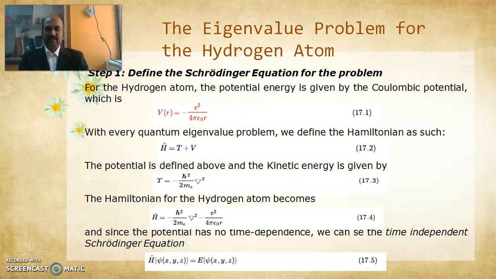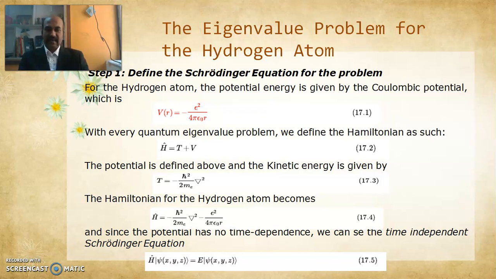Before going to the actual concept, we'll define eigenfunction. What do you mean by an eigenvalue or eigenfunctions? That was studied in a regular class. The eigenvalue problem for the hydrogen atom has two steps. We'll go one by one. The first step, step one: define the Schrodinger equation for the problem.